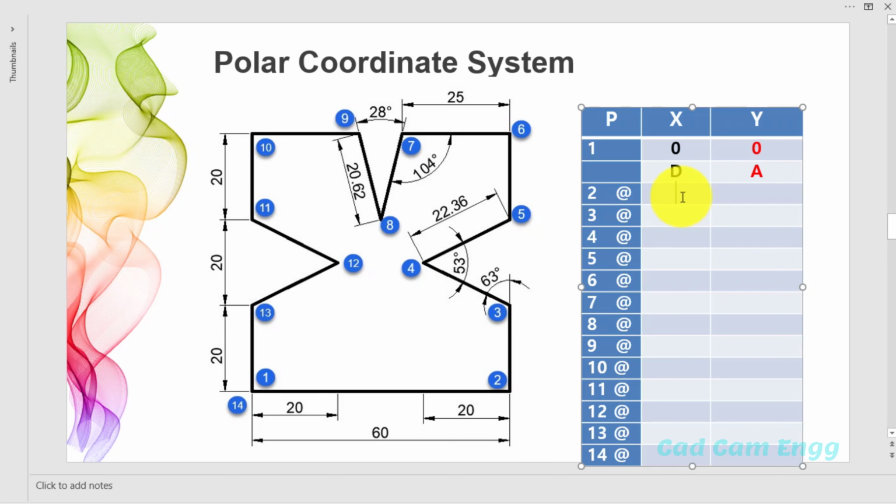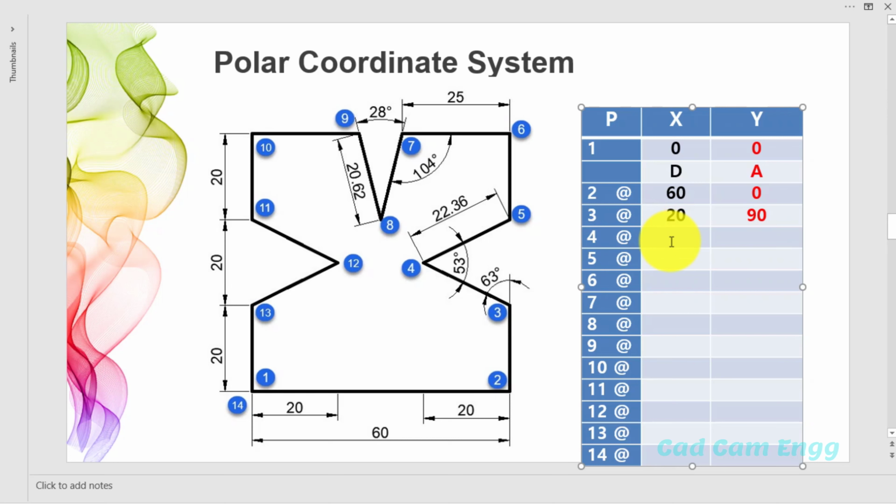Point number 2, the distance is 60, angle is 0, because from the first point to the second point the line is traveling at 0 degree angle, that's why we give 0. Point number 3, now the second point is acting as an origin point. So point number 3, the distance is 20 and the angle is 90, 90 degree because this is fully vertical.